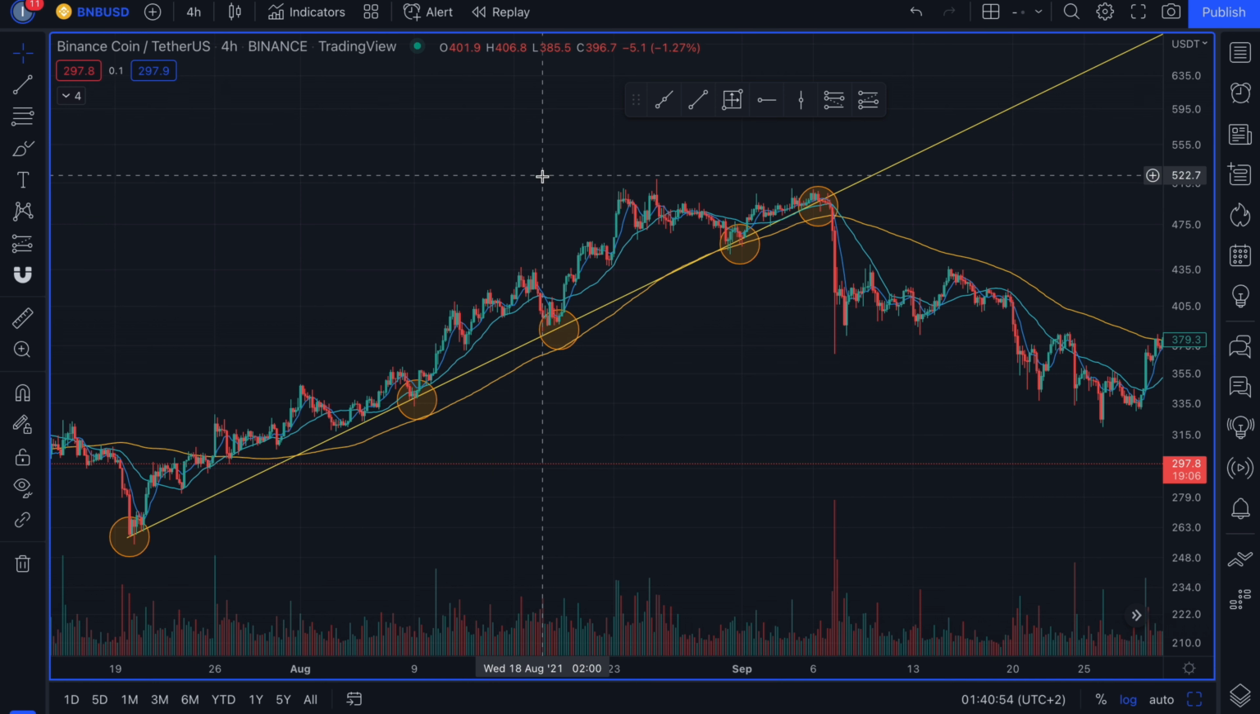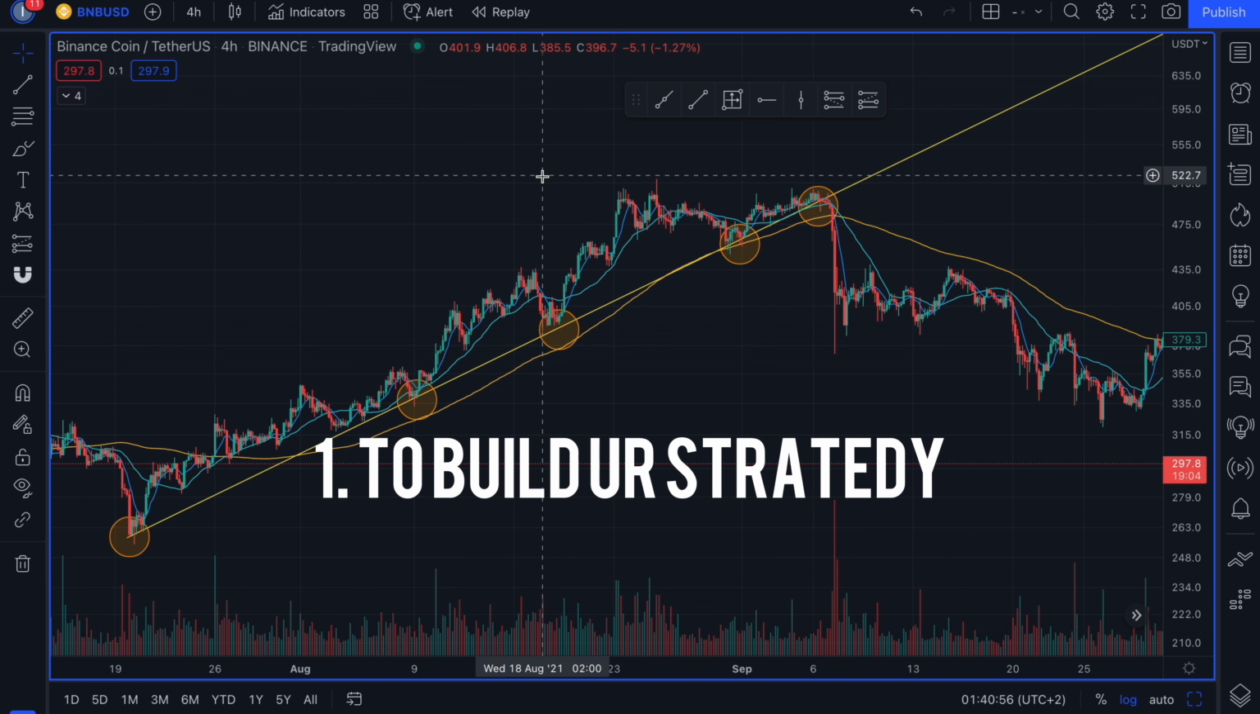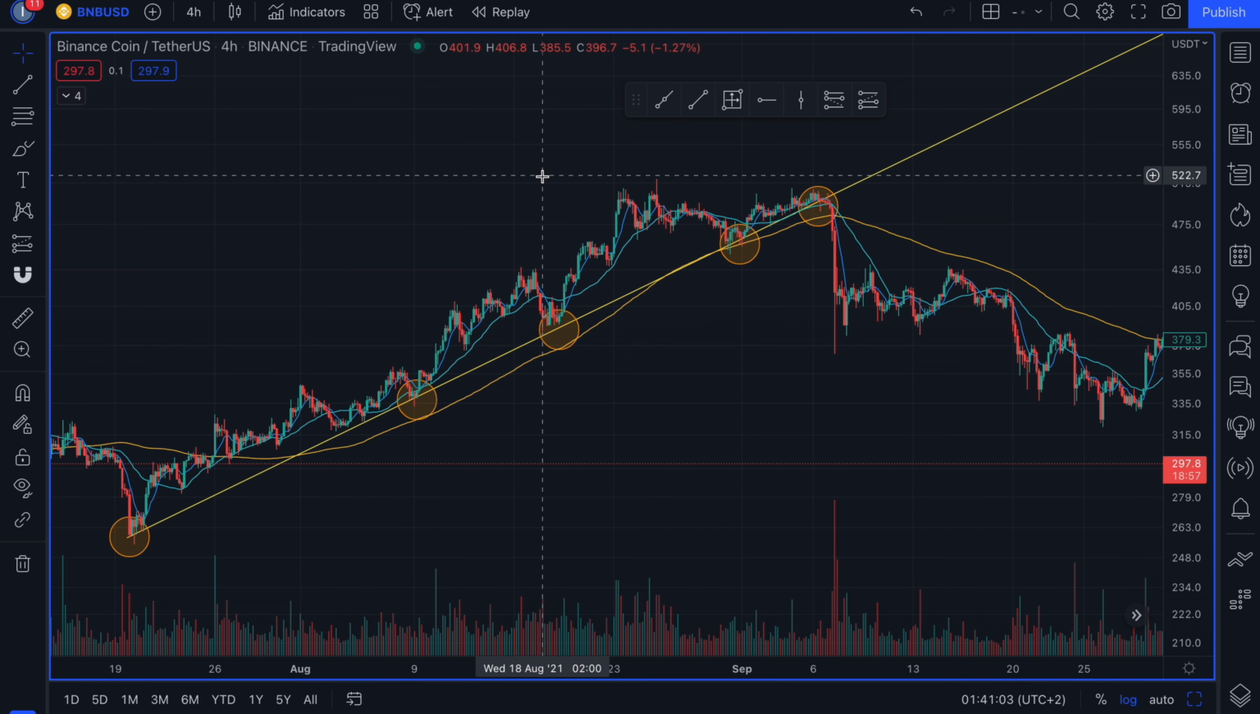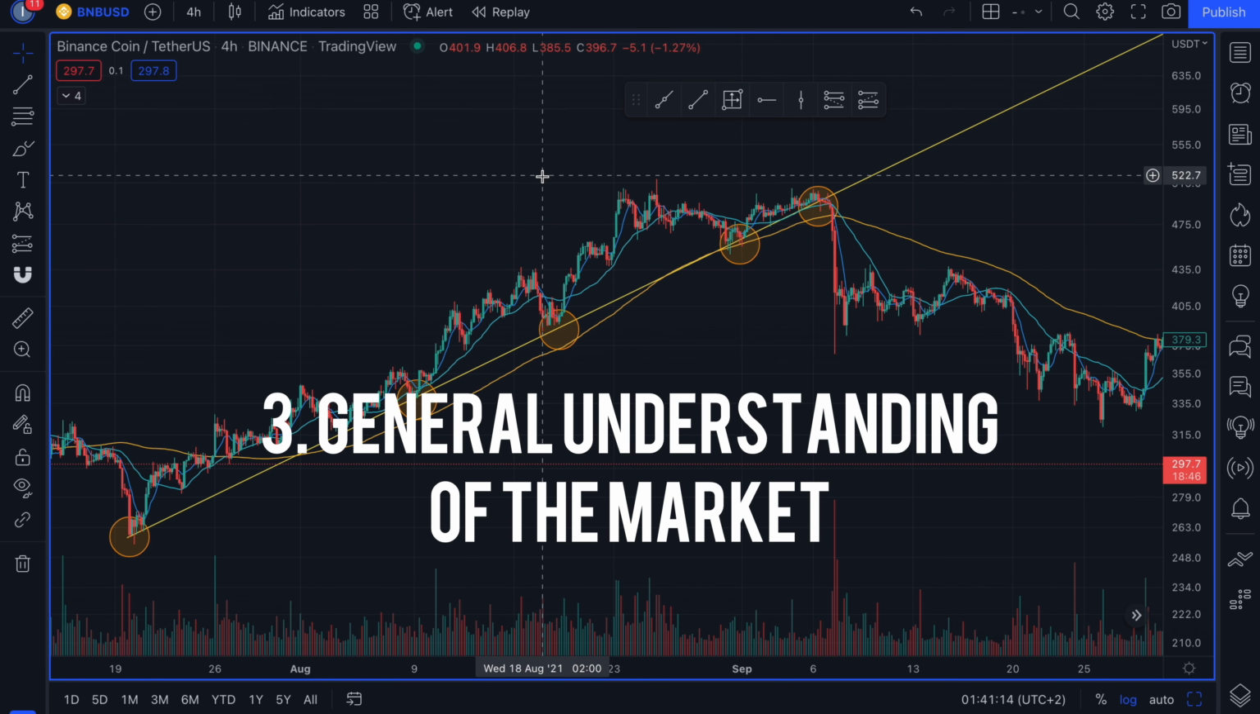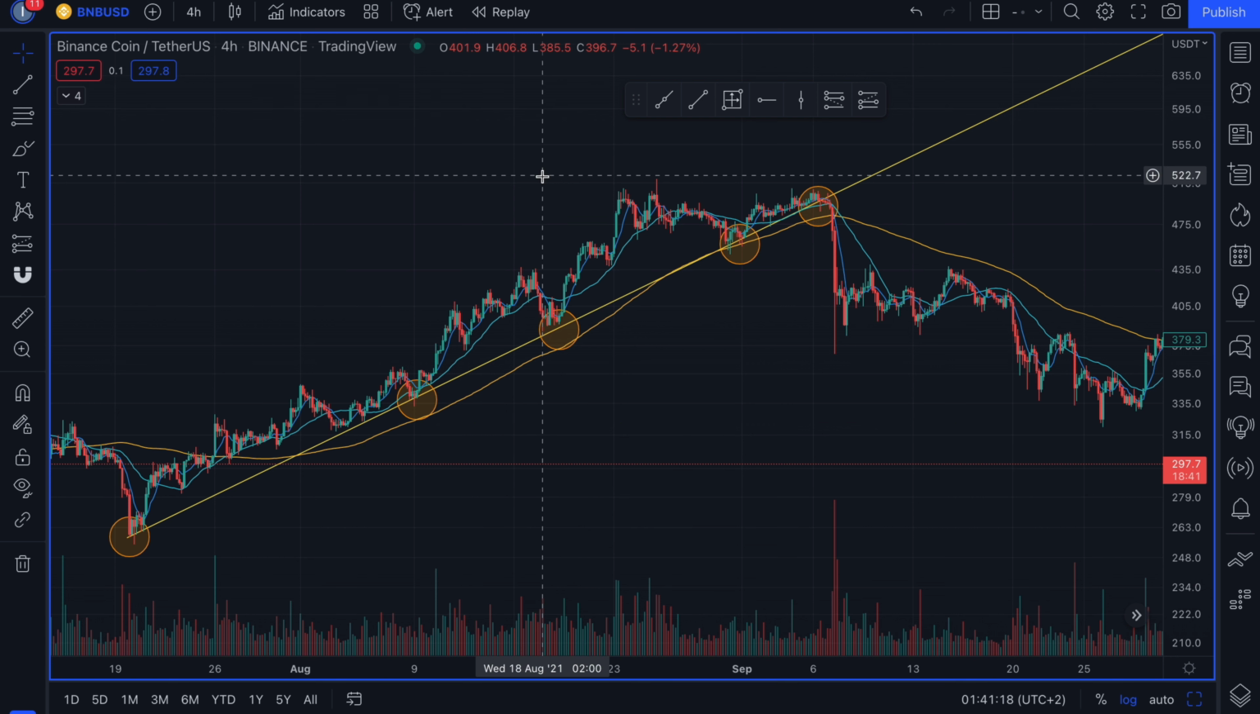The first thing is that you can build your strategy on breaking up the trend lines or going in the same direction as a trend line. The second thing, you can understand how to lead your position, knowing the basic rules of trend lines. And the third reason is just the whole understanding of where we're going to go. So I think you need this understanding of trend lines, how they work.